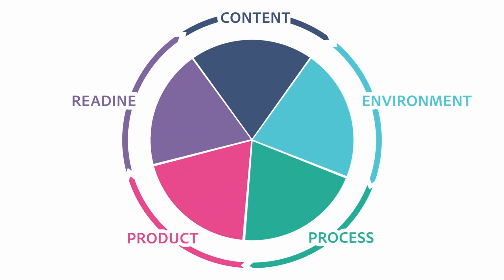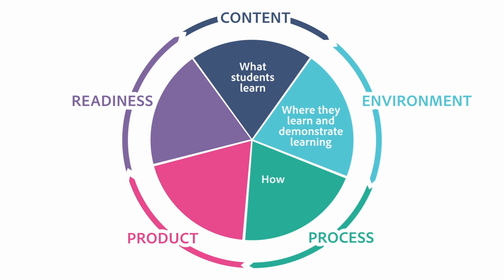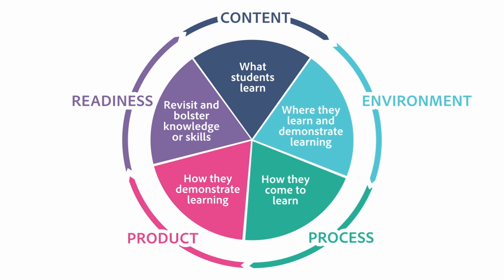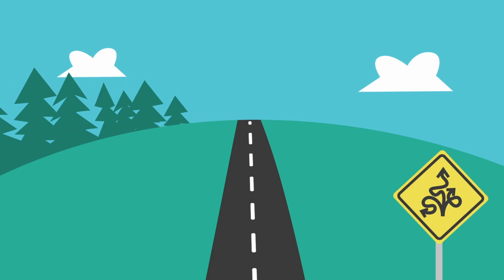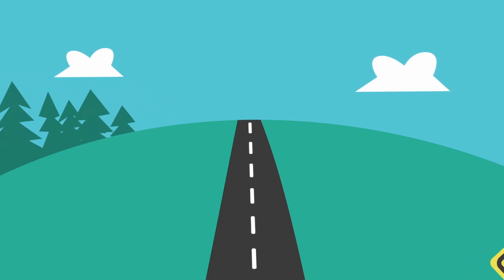In each stage of your instruction design, consider the following things: what students learn, where they learn and demonstrate learning, how they come to learn, how they demonstrate learning, and how they can revisit and bolster knowledge or skills. Designing for differentiation doesn't need to be hard, it just needs to be purposeful.